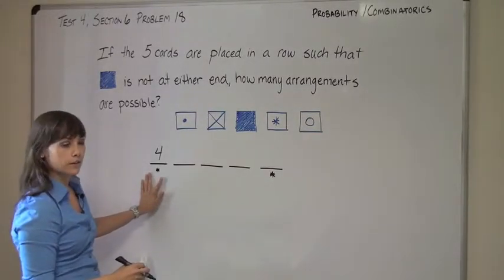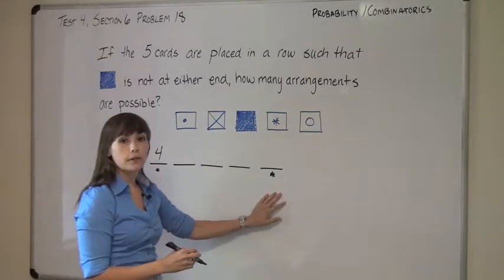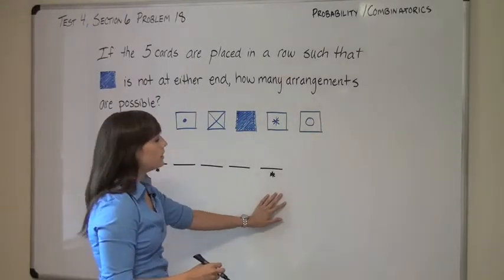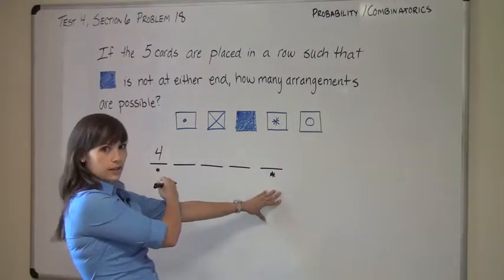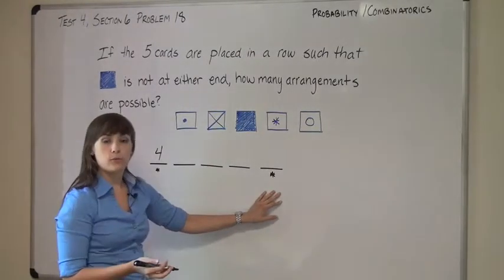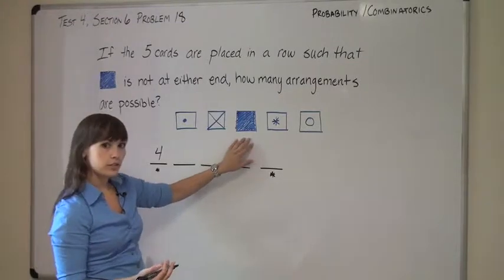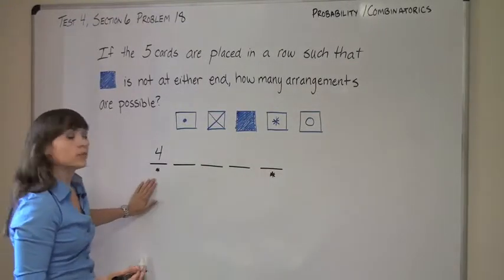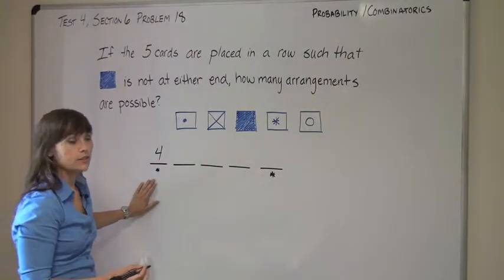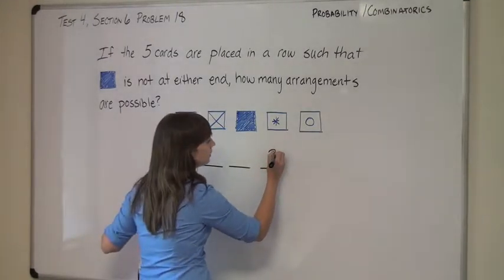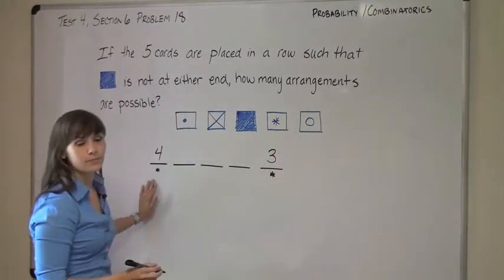Now that I've already picked a card to go here, I want to move to the other restricted slot. Once I've placed a card in the first slot, how many options do I have for the one to put in the last slot? Well, you can't use the shaded one, and you can't use whichever one you've already placed here. So that only leaves 3 options.